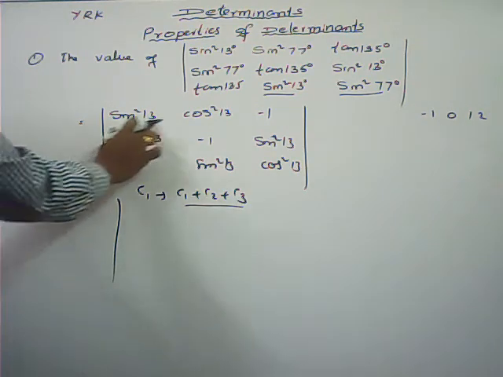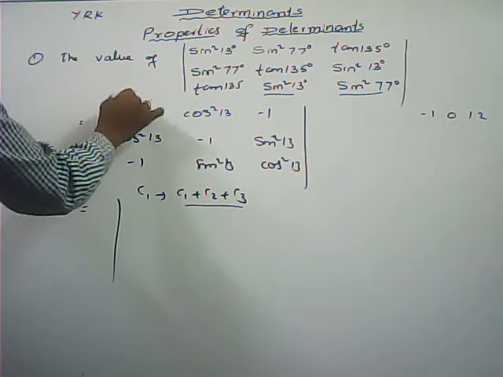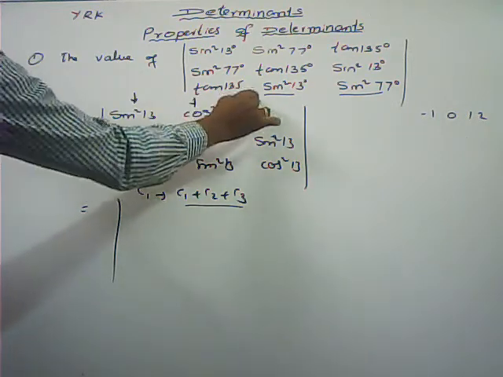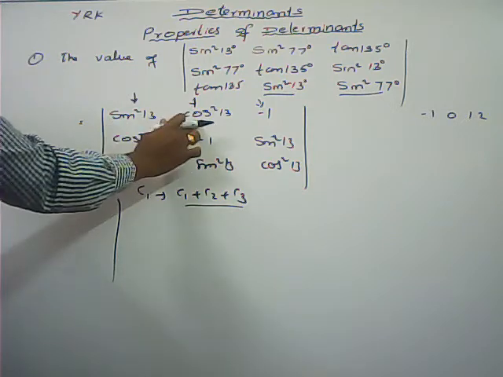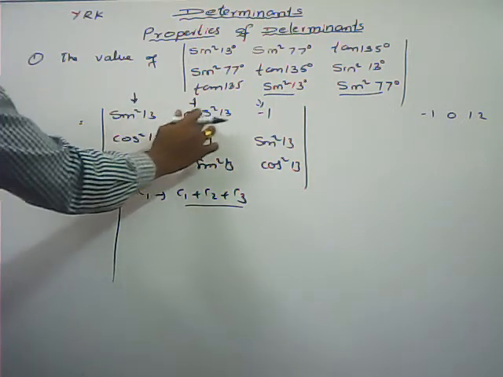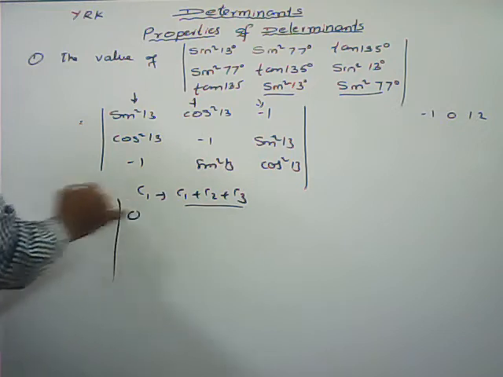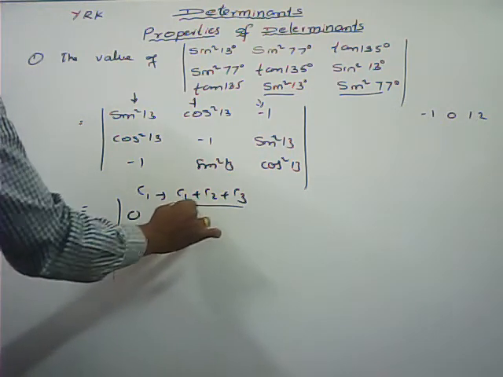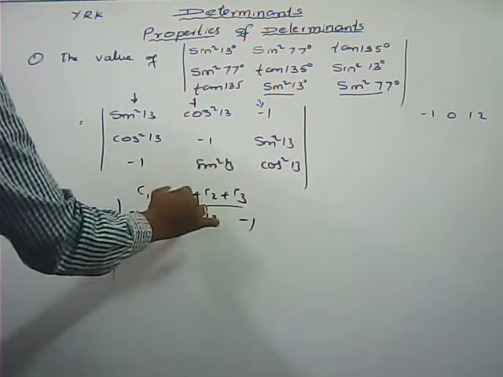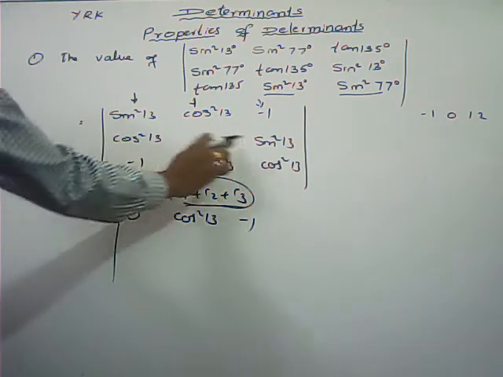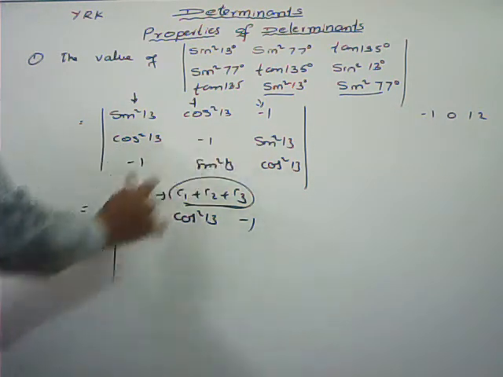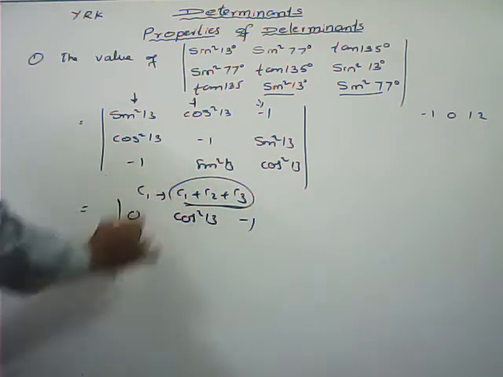Here sin square theta plus cos square theta. This is the first column, this is the second column, this is the third column. Adding these three, sin square theta plus cos square theta, that is 1. 1 minus 1 is 0. The remaining two you can write as it is. Here I am adding these three columns and the result I am putting in C1. So C2, C3 elements are the same. Here also cos square theta plus sin square theta, 1 minus 1, 0. Here also we can get 0.